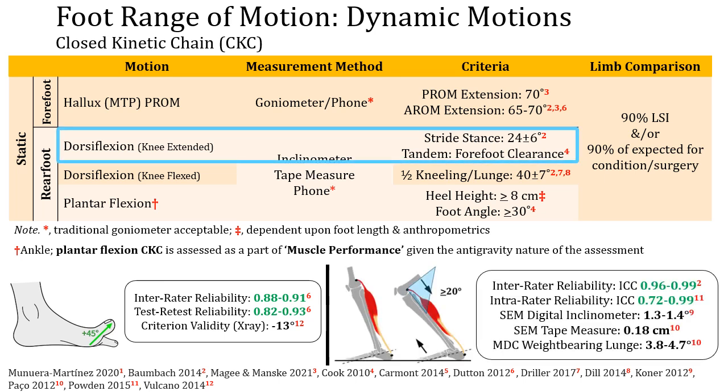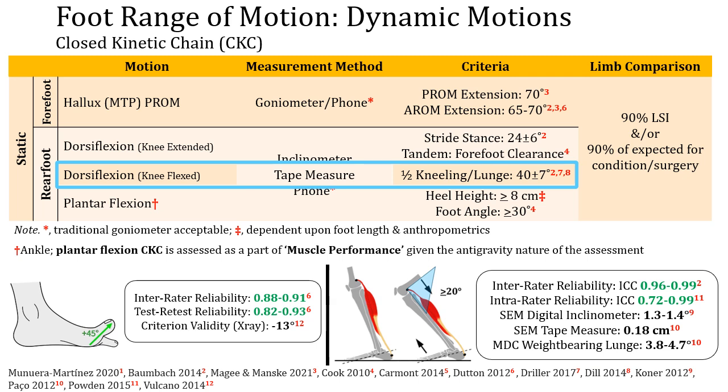For their dorsiflexion, knee extended in a stride stance, it should be about 24 degrees plus or minus 6. You can also use the assessment suggested by the SFMA, the forefoot clearing test, where you have them stand in tandem right up against the wall, and the hind foot should be able to completely clear the forefoot of the hind limb off the floor. And then with the knee flexed position, you're looking for at least 40 degrees.